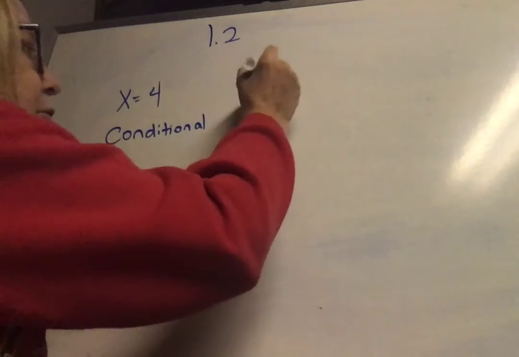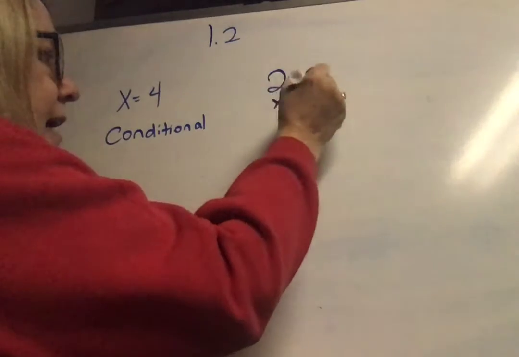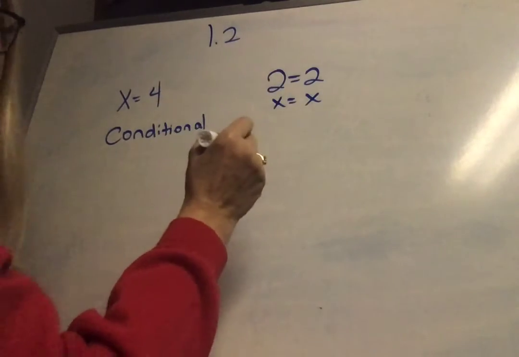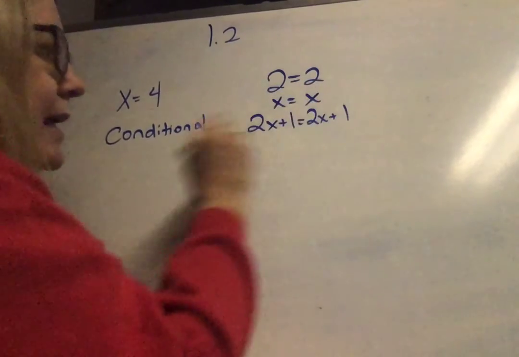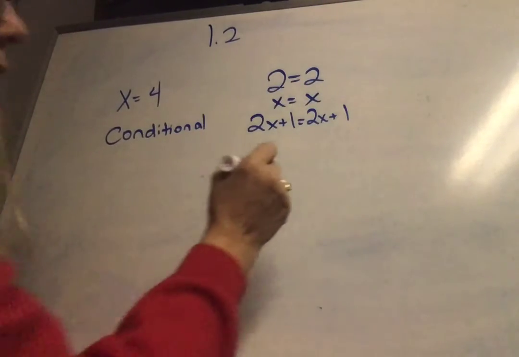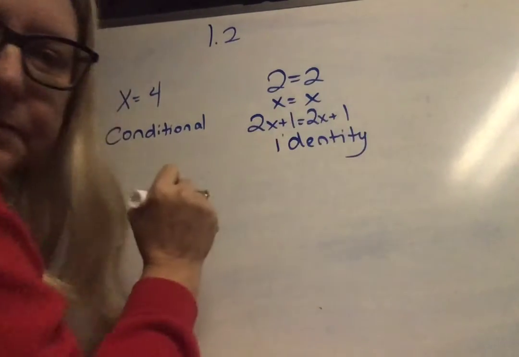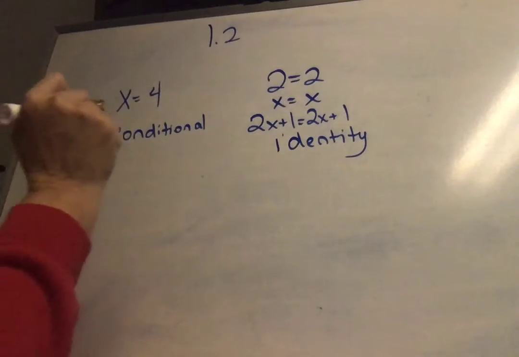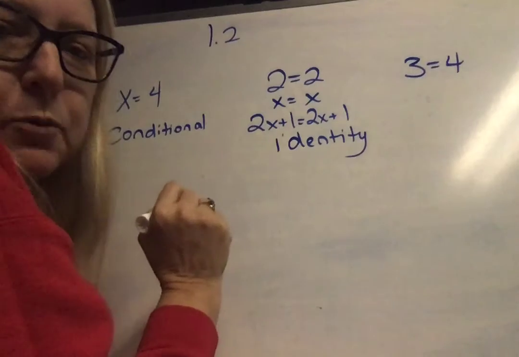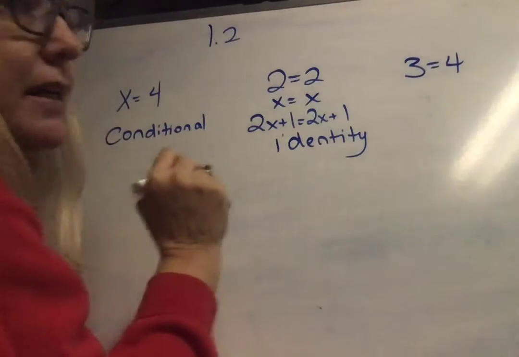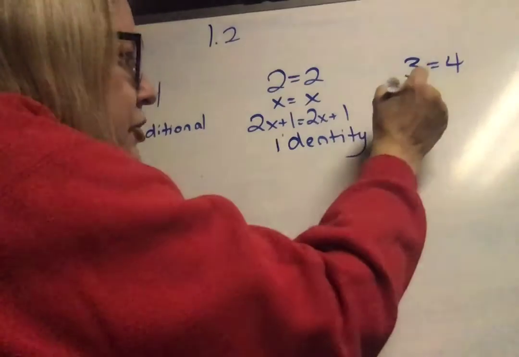Instead of x equals 4, you might get a set ending 2 equals 2 or x equals x or anything that matches. 2x plus 1 equals 2x plus 1. Anything that matches, and that will be referred to as the identity. And then the other situation is you end up with something that doesn't work, that doesn't make any sense. 3 equals 4, and that would be called a contradiction.